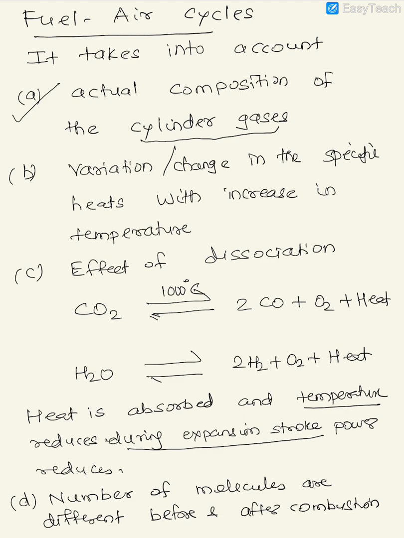Second point which is considered in the fuel air cycle analysis is the variation which the values of specific heat have when the temperature changes. So when the temperature changes, we know that the specific heat value also changes. But in the air standard analysis, we had not considered that change in the specific heat. In the fuel air analysis, we consider that there is a variation in the specific heats with the increase in temperature, and accordingly we adjust our analysis.